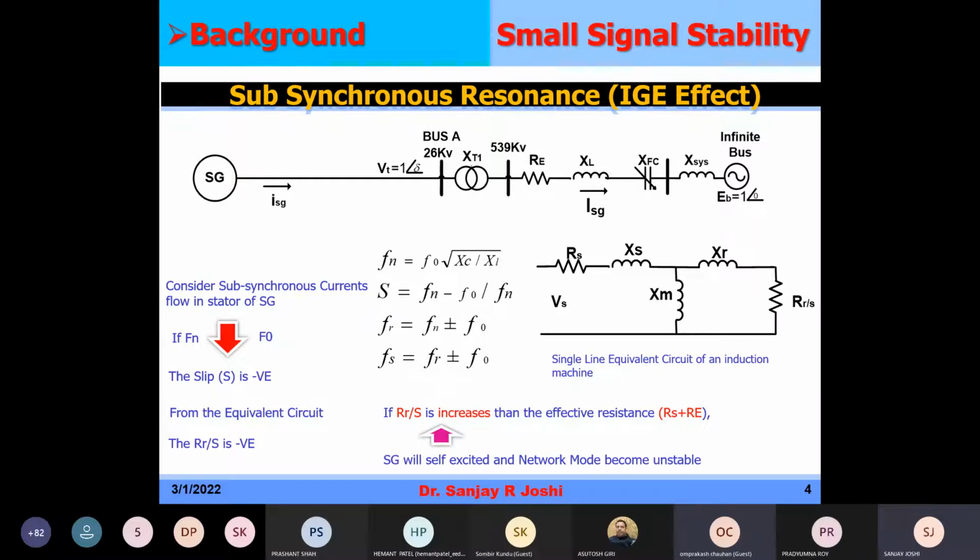Just to inform you here, let's say there is a series RLC circuit, and the resonant frequency depends only on the parameters RLC. Let's say the resonant frequency is 20 hertz. Now if I give a supply of 50 hertz, in steady state, what frequency of current will flow?